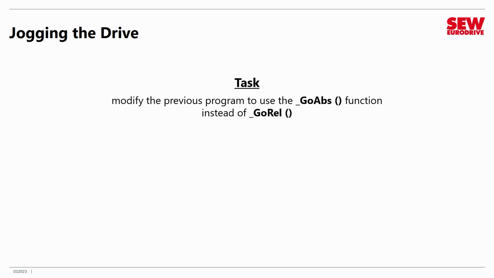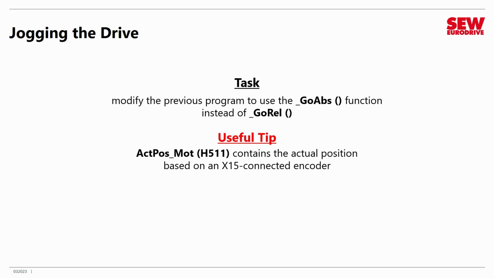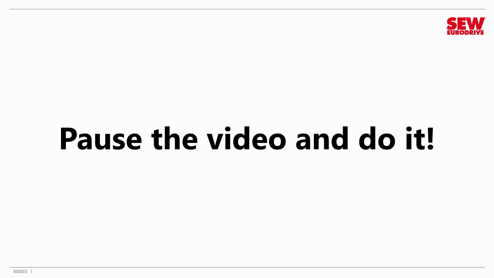And I'm going to give you a suggestion that might help you. IPOS motor, which we've talked about a few times before, located in H511, it's one of the system variables, contains the actual position based on an X15 connected encoder, in other words, the motor encoder. You can use the information in there along with Go ABS to come up with a jogging strategy. So, go out and figure out how to do that.